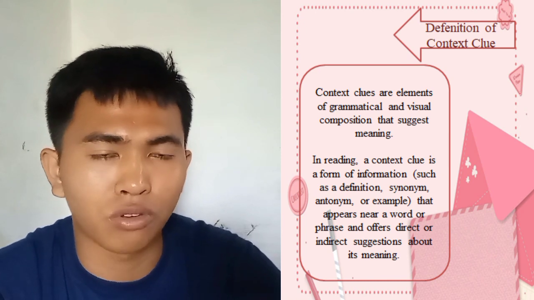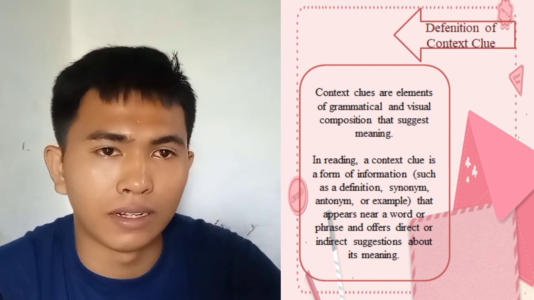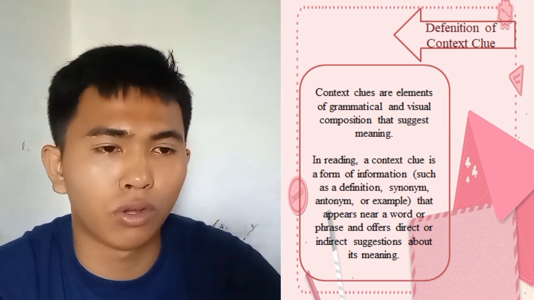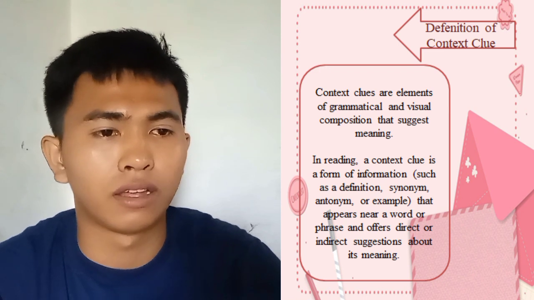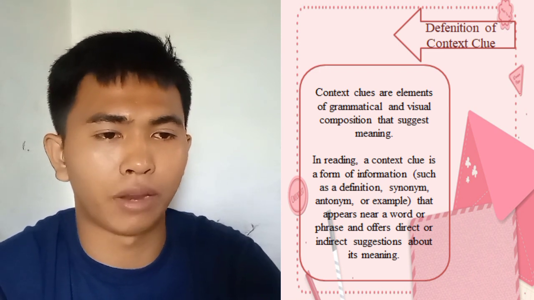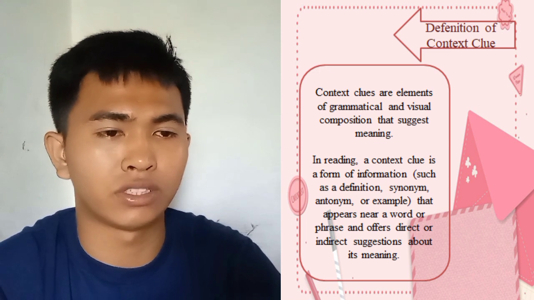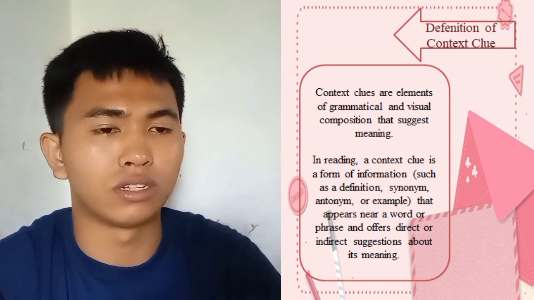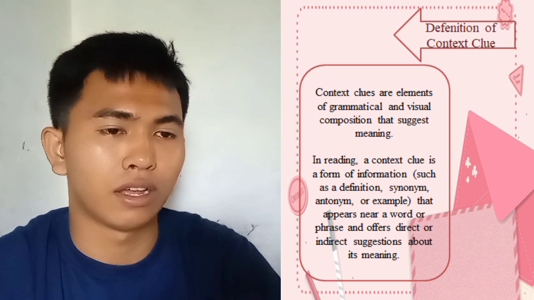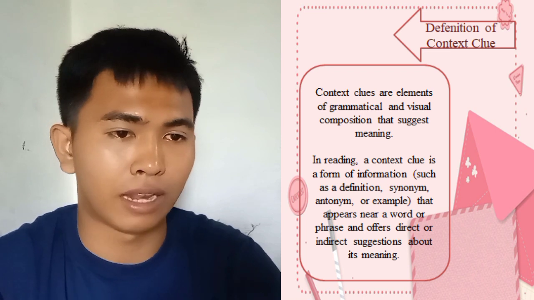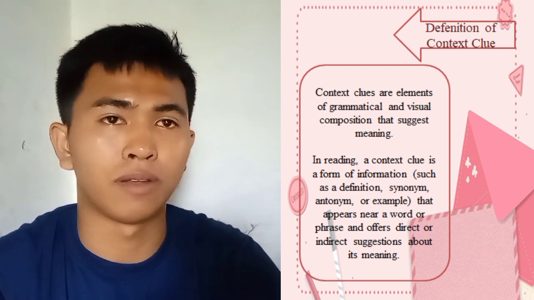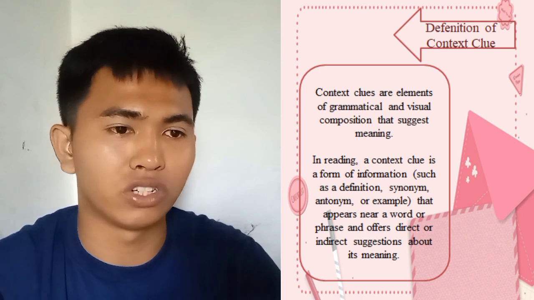All right, ladies and gentlemen, now we will discuss what context clue is. First, we must know the definition of context clue. Context clues are elements of grammatical and visual composition that suggest meaning. So this is part of grammatical and visual composition that suggests a meaning.